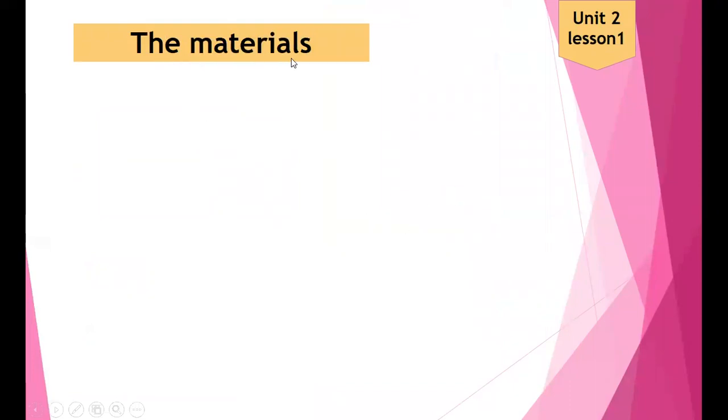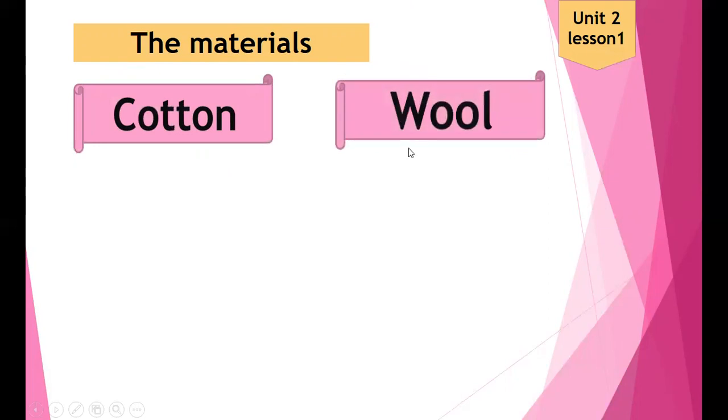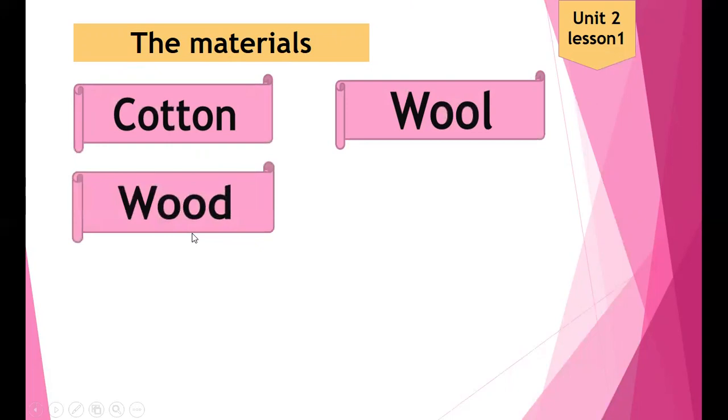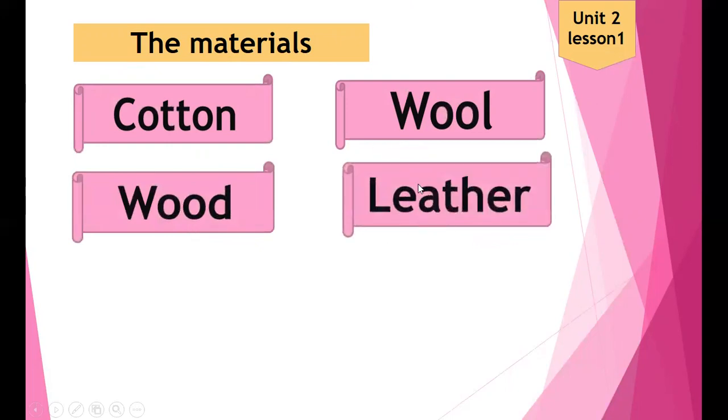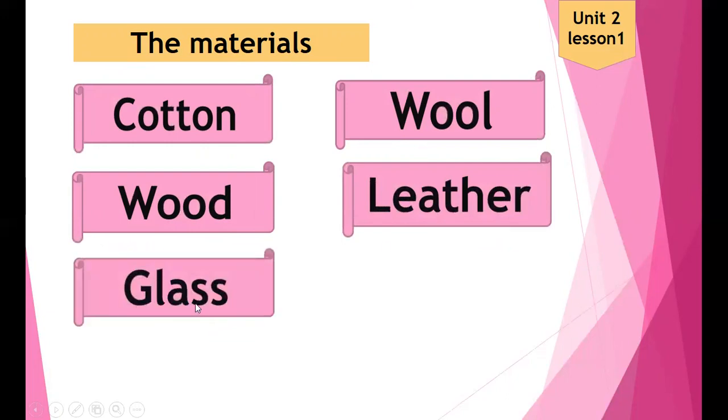So we have the materials. This is our lesson today. We will talk about the materials. What are the materials that we are going to study? We have cotton. We have wool. Also we have wood. We have leather. We have glass.